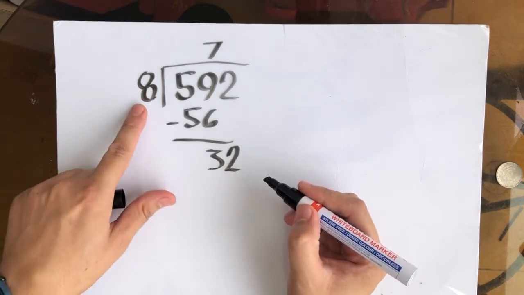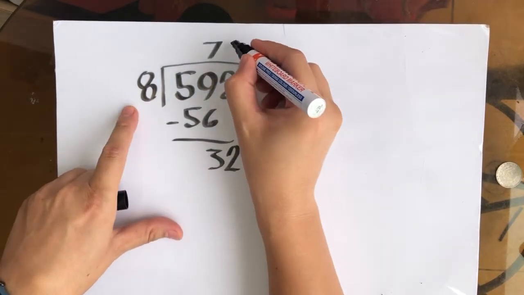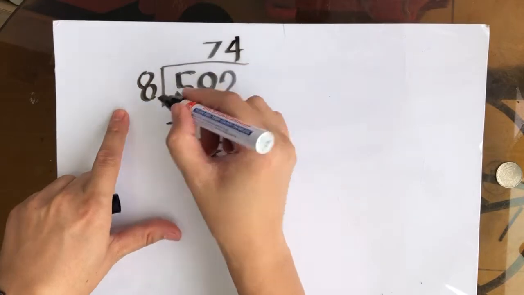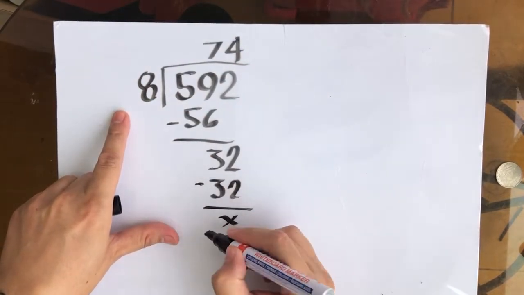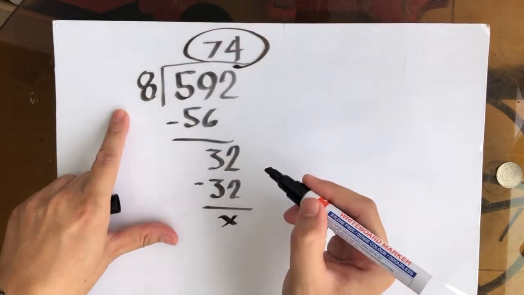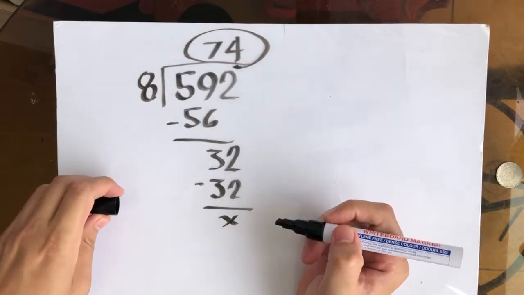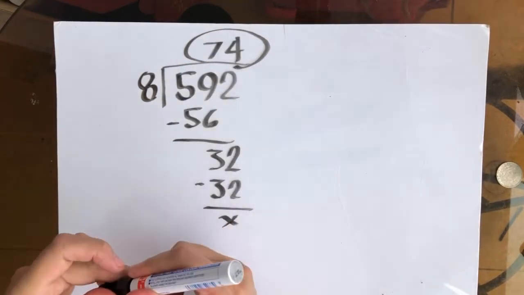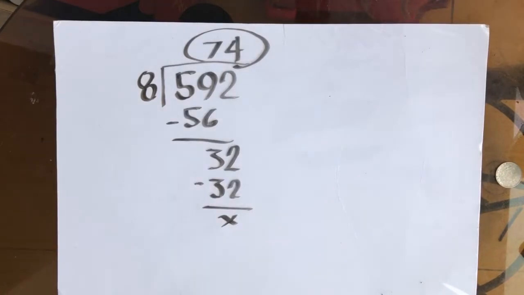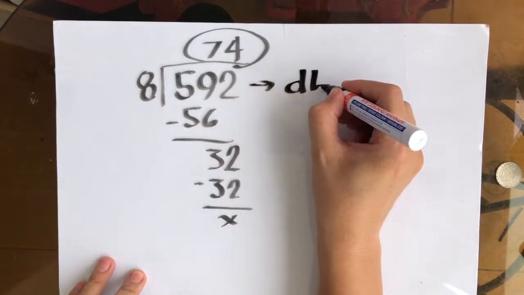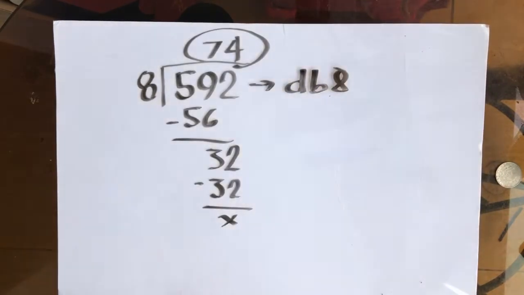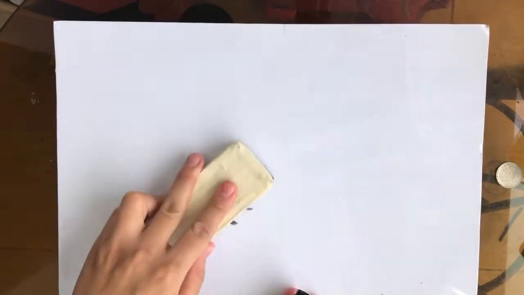So, 32 divided by 8. So, we have 4. 4 times 8, we have 32. So, pag sinubtract natin, 0 pa rin. So, as you can see, the quotient is 74, which is equal, or exact. Wala siyang remainder. So, ibig sabihin, the number 592 is divisible by 8. Okay? So, yun yun. Well, let's try naman yung isa.